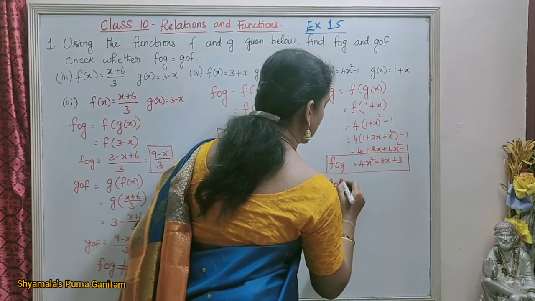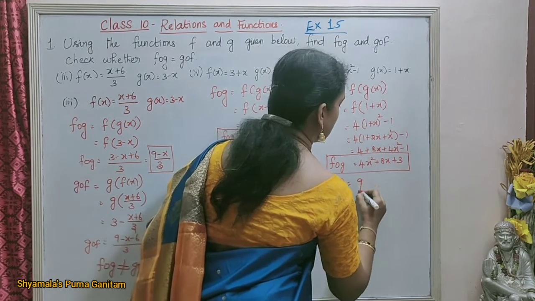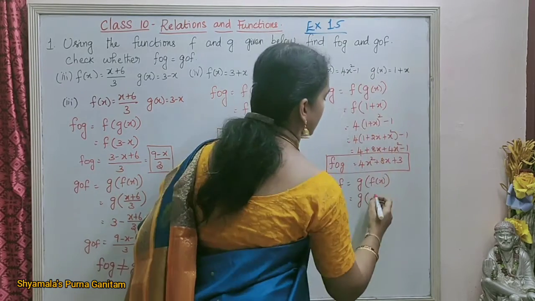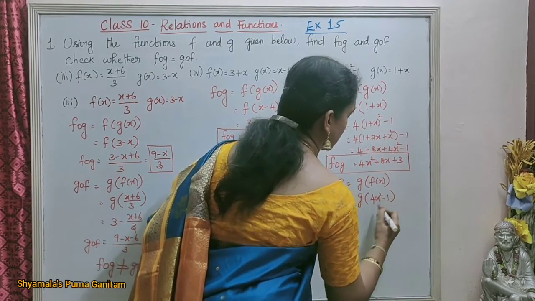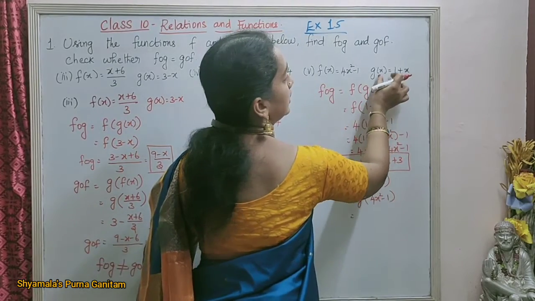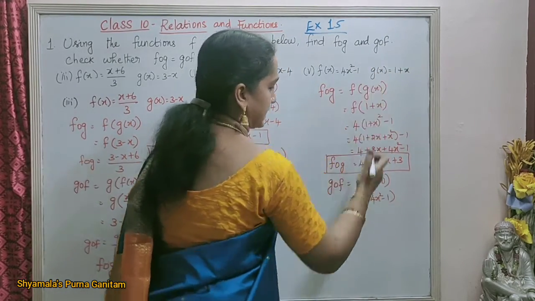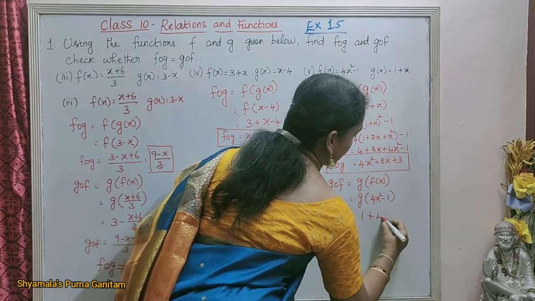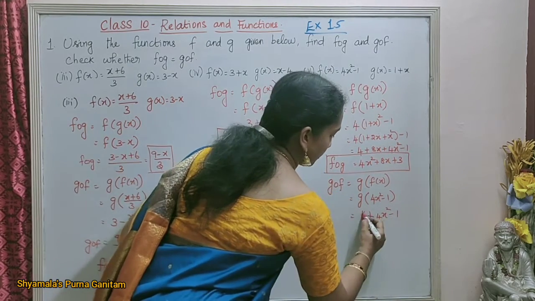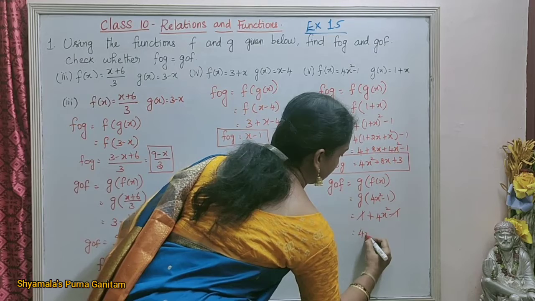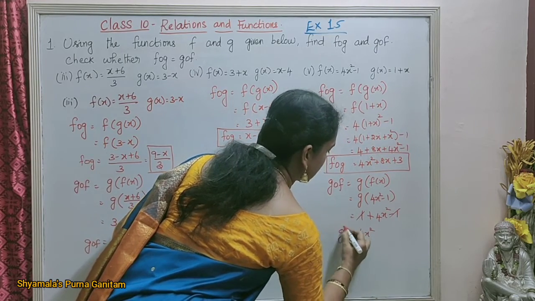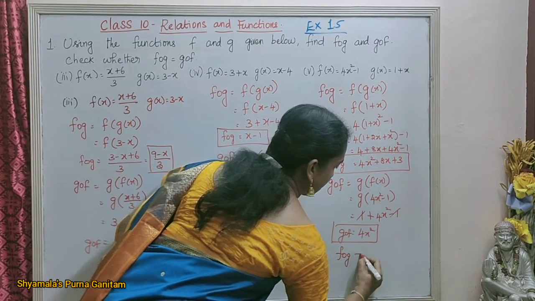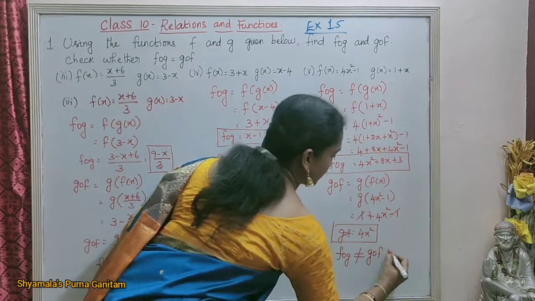Then g of f. So g of f is g of f of x. So the f(x) value is 4x² − 1, and g(x) is equal to 1 + x. So g of (4x² − 1) is 1 + 4x² − 1. So plus 1 minus 1 will get cancelled. We will get the g of f value as 4x². So here f of g is not equal to g of f.